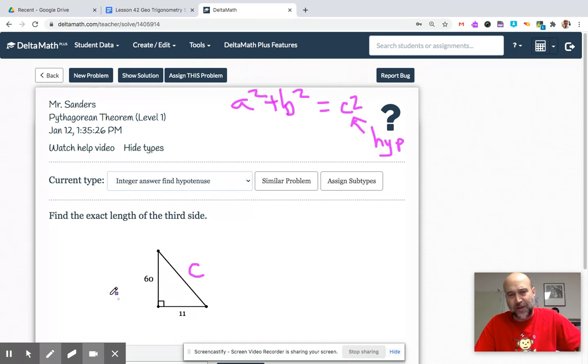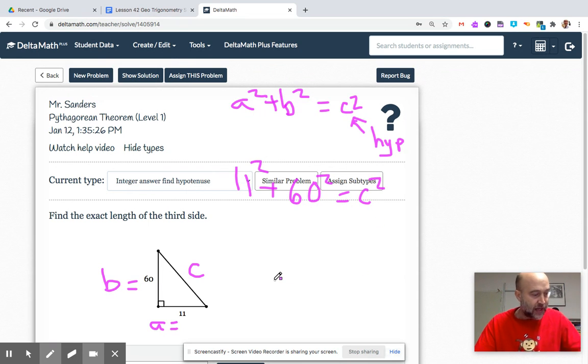It doesn't matter which one's which. I'll go ahead and call this one b this time. Called it a last time. They're legs. They're interchangeable. c is the one that matters. All right, so plugging things in. a is 11 squared plus b is 60 squared equals c, which is what we're looking for.